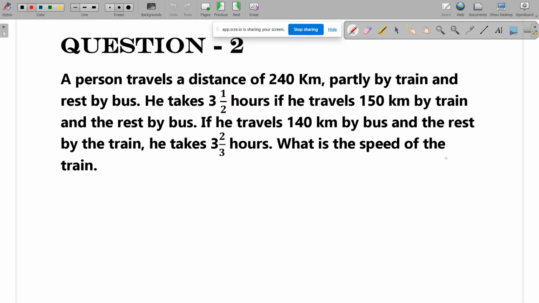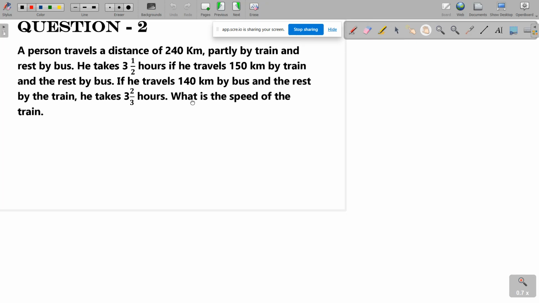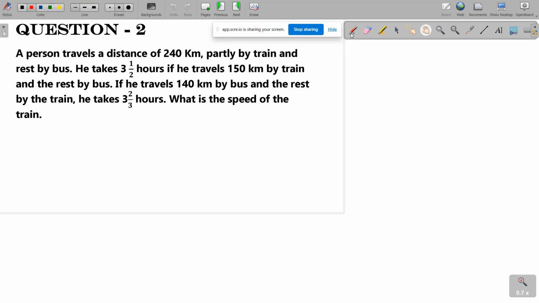So, question number 2, okay, we are making some more space. Question number 2 is from the chapter which is time, speed, and distance. It says a person travels a distance of 240 kilometers partly by train and rest by bus. So 240 kilometers in total needs to be covered. Some part is by train and some part is by bus. He takes 3.5 hours.